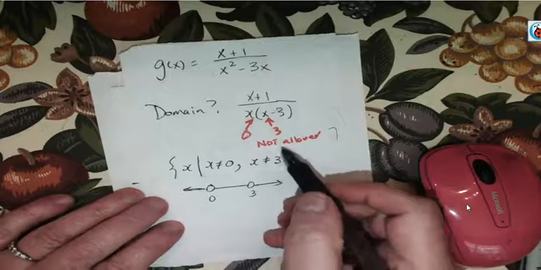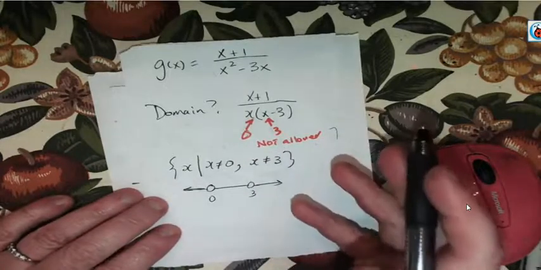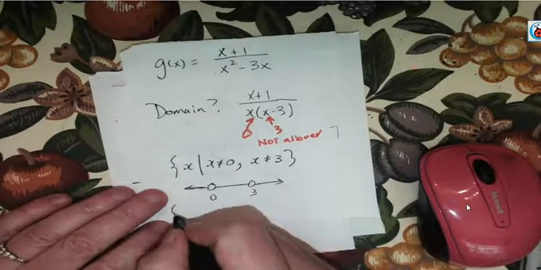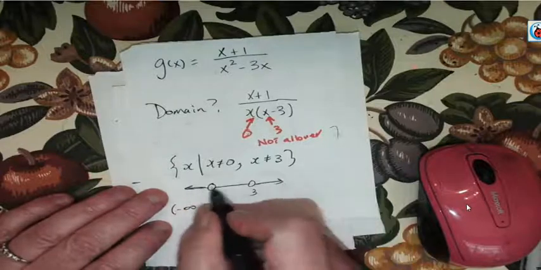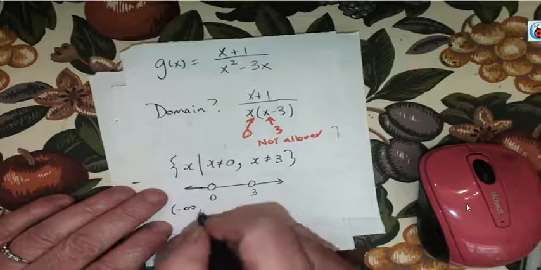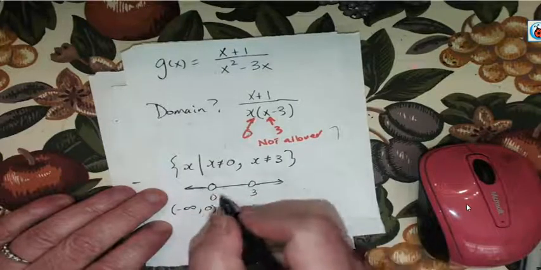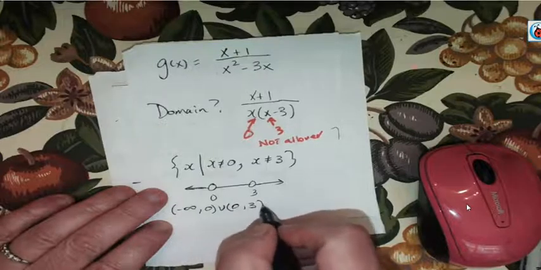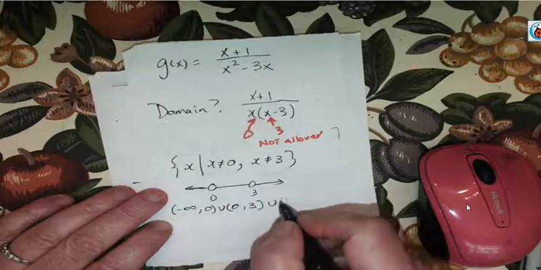And finally, if this was in interval notation, what's the domain? Any real number as long as it's not 0 and it's not 3. So I like to do these underneath the number line because if you read that from left to right, we come from negative infinity up to but not including 0. You have to jump over 0. Then it can be anything in between 0 and 3. And then anything bigger than 3.